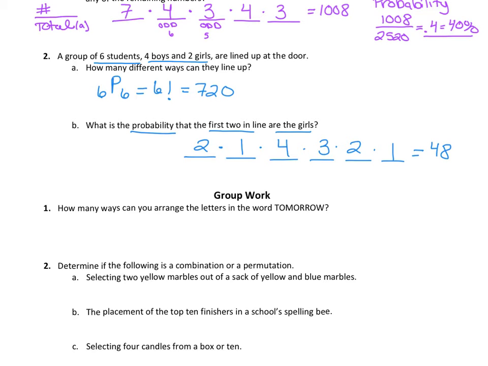Or I could think about it as the first part of the line is 2 girls, and I'm picking 2 girls. And then I have 4 boys, and I'm picking 4 boys. And that's going to be my order. And that will also give me 48. So either way you want to think about it is fine. But now when I'm going to calculate the probability, I need to take my 48 as my numerator and my 720 from part A. And I'm going to get 0.067, which would be 6.7% probability that that's what happened.